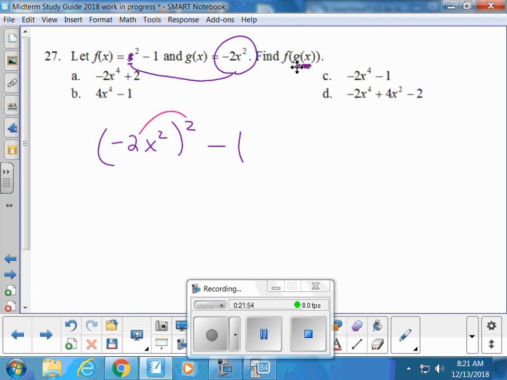Alright, so you're going to take the negative 2 and square it, which will turn to a positive 4. And you're going to take the x squared and square it, which is going to be x to the 4. So that's where we're at. What answer should we choose? B, yep.